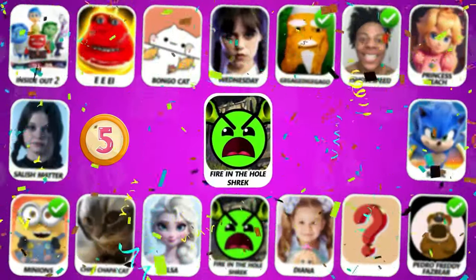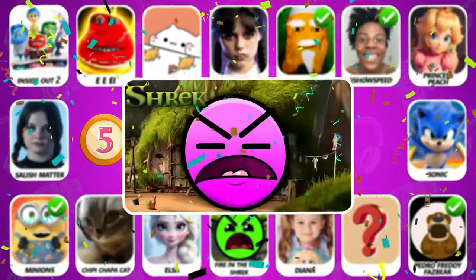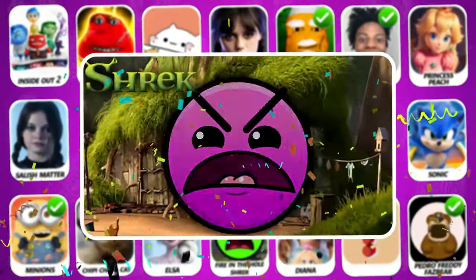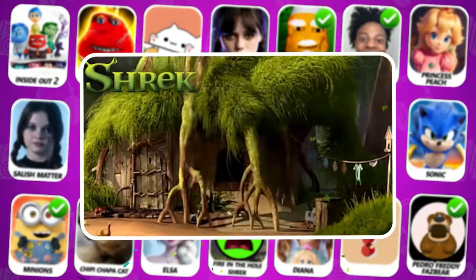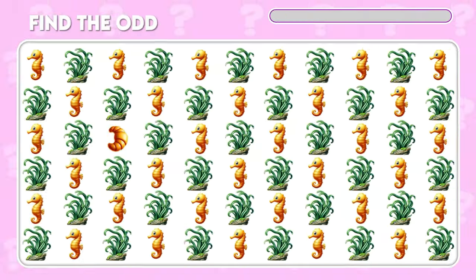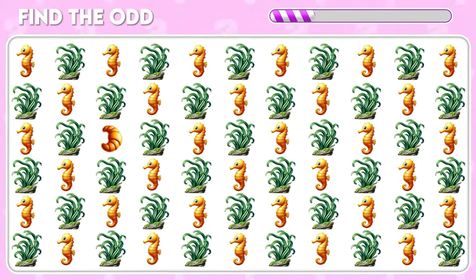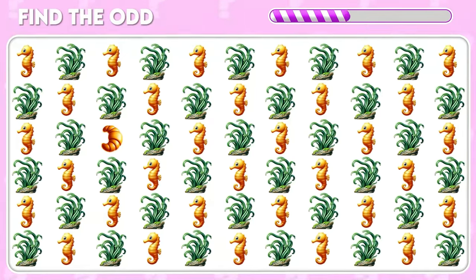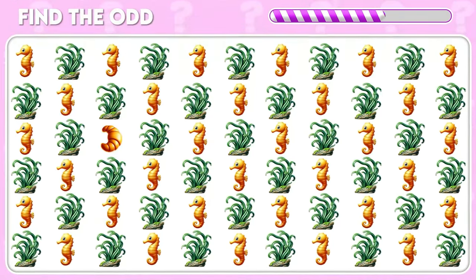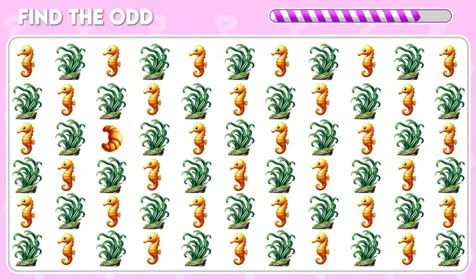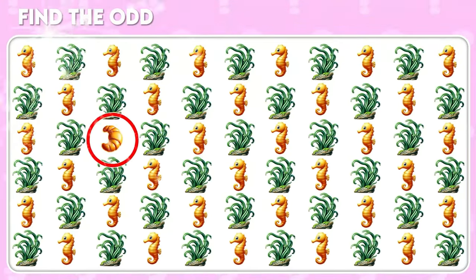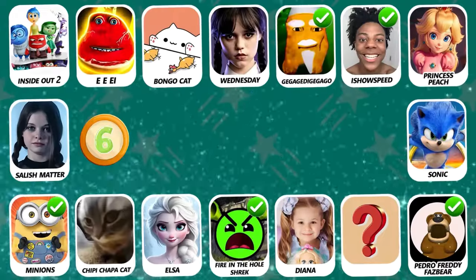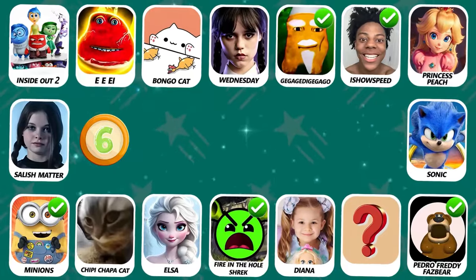The right answer is fire in the hole, Shrek. Can you find the odd? You've got it made! The odd is right here! Number 6. Can you guess who are dancing?